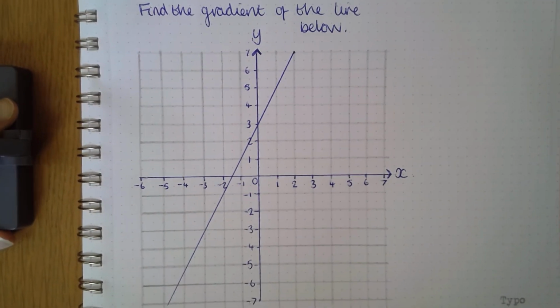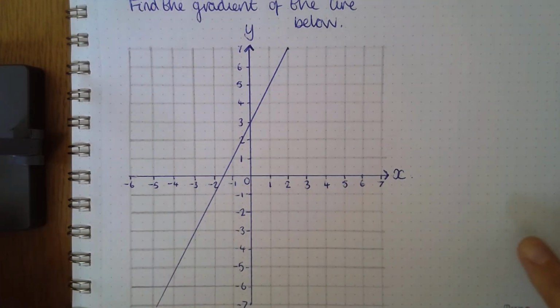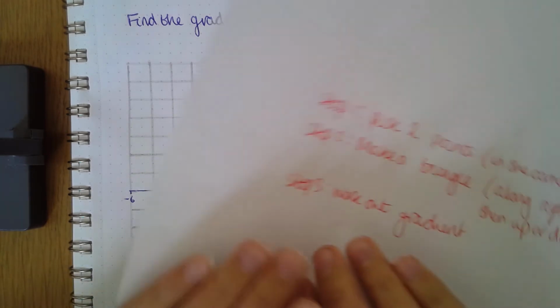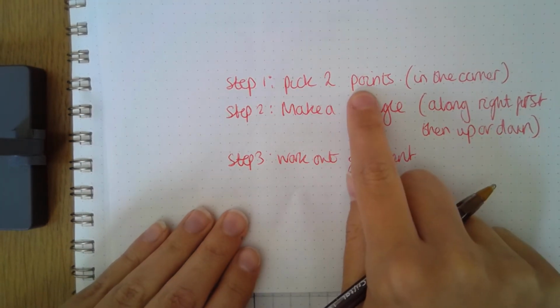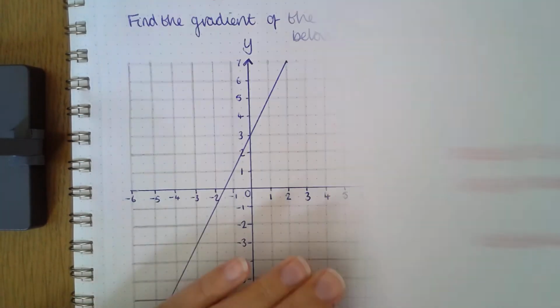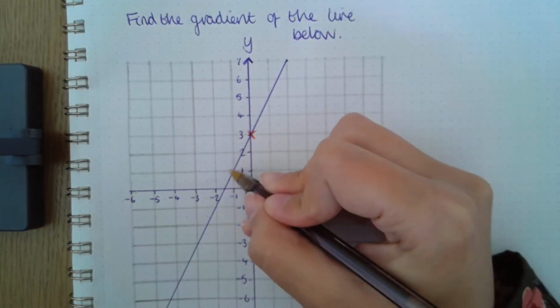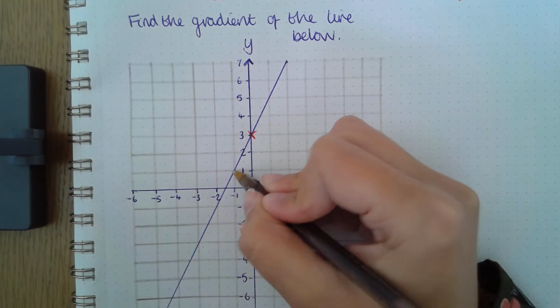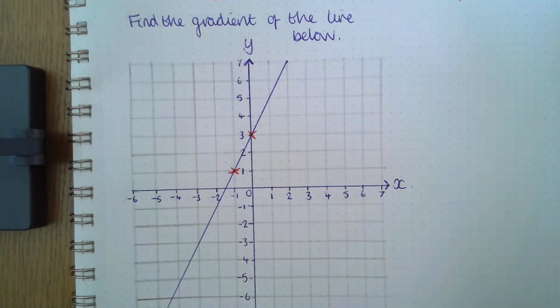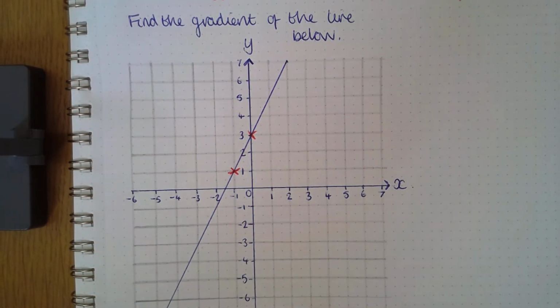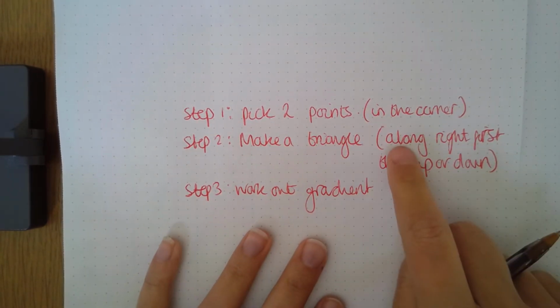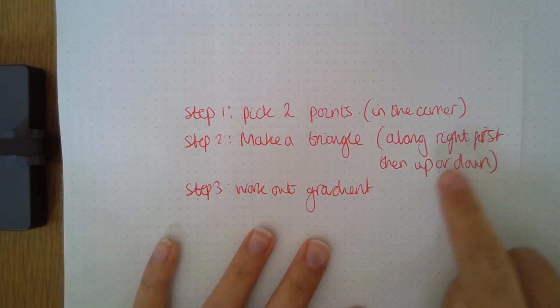Okay, so you've got to find the gradient of the line below. So same principle, same steps. Pick 2 points. Remember, they're in the corner of the squares. So that one goes through the corner of a square, and so does this one. So I'm going to pick those 2 points. Okay. Step 2 is make a triangle. I go along to the right first, then up or down.